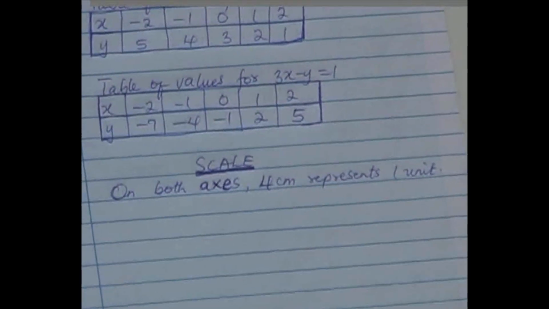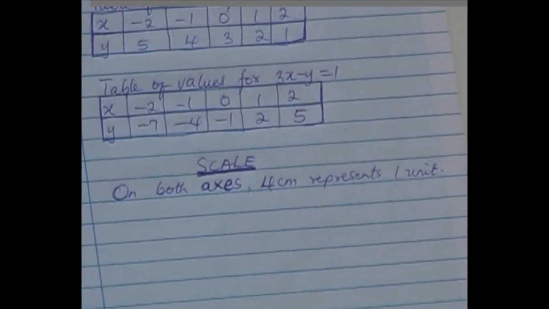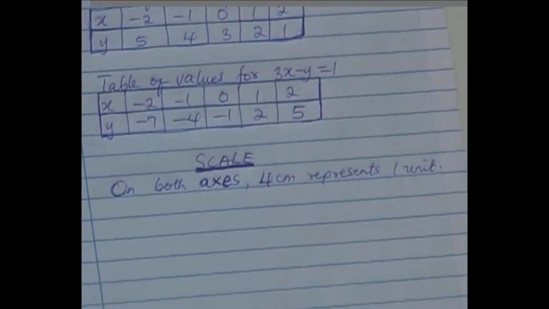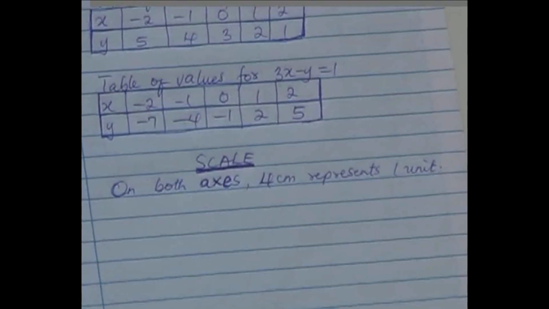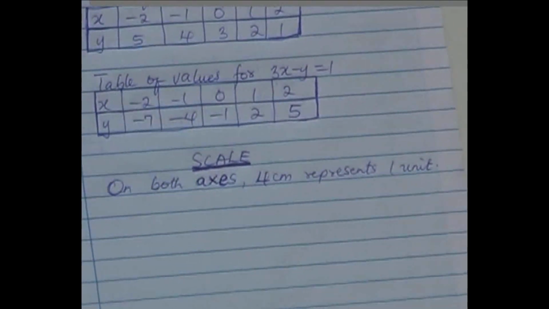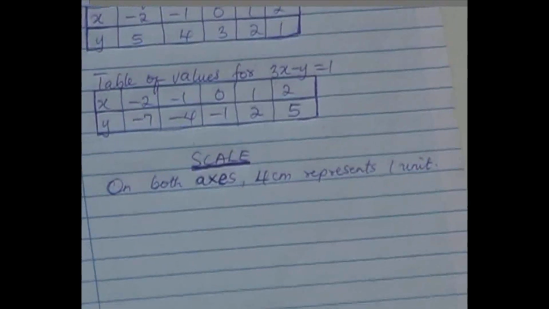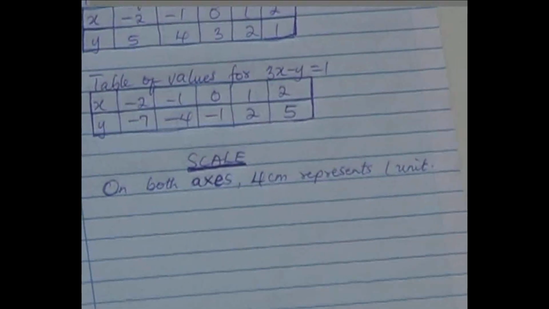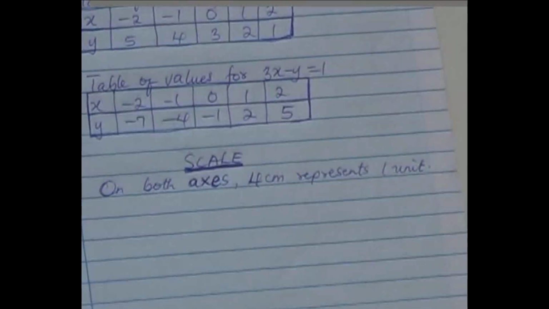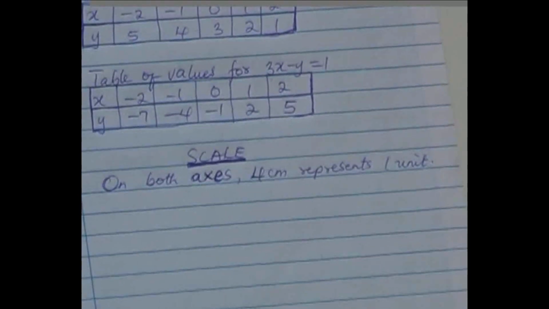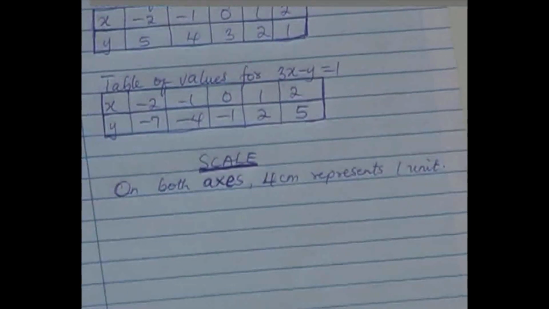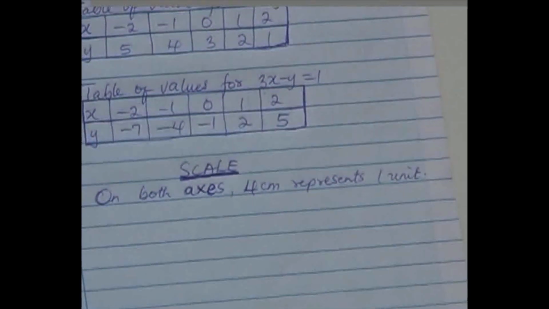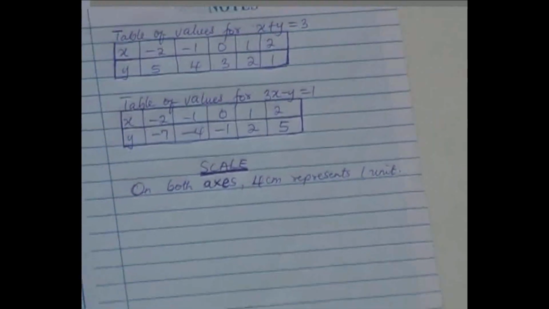The scale I wrote on both axes, 4 cm represents 1 unit. First of all, I want you to know that axes is the plural of axis, and we have the y and x axes in all graph plotting. The y-axis is the vertical axis, while the x-axis is the horizontal axis. I am going to use that ruler, as I told you, to explain to you how this scale was chosen. The scale of 4 cm represents 1 unit. How it was chosen and how you are going to be choosing your scales on your own.